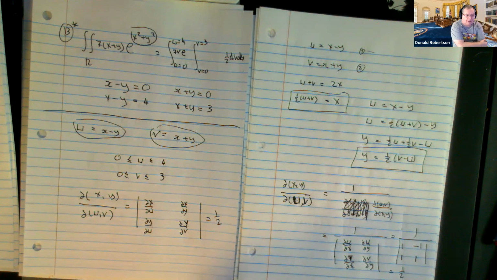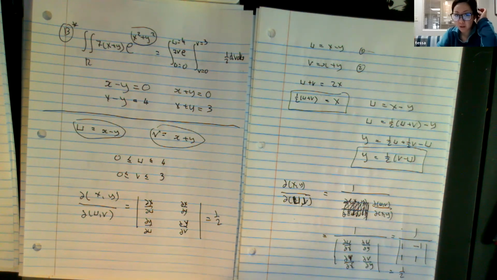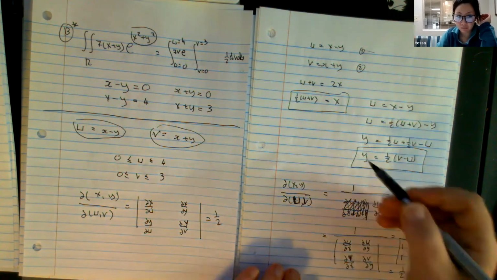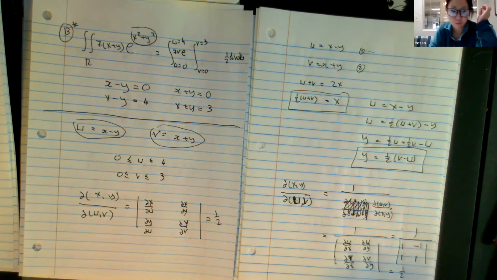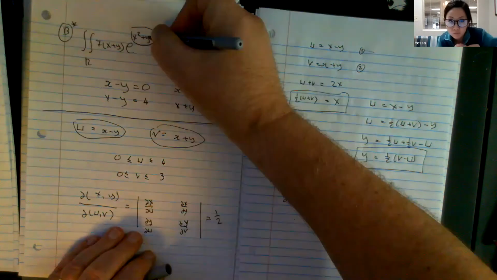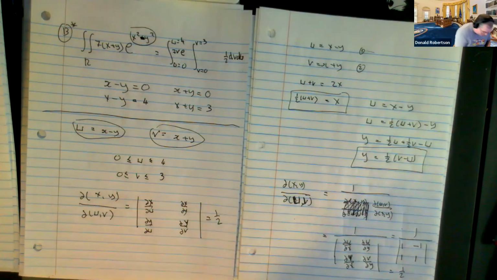How would I turn x squared plus y squared into u's and v's? Would it be u times v? Oh, I wish that was true. That would be x squared minus y squared. Oh, and by the way, the good news is it is x squared minus y squared.